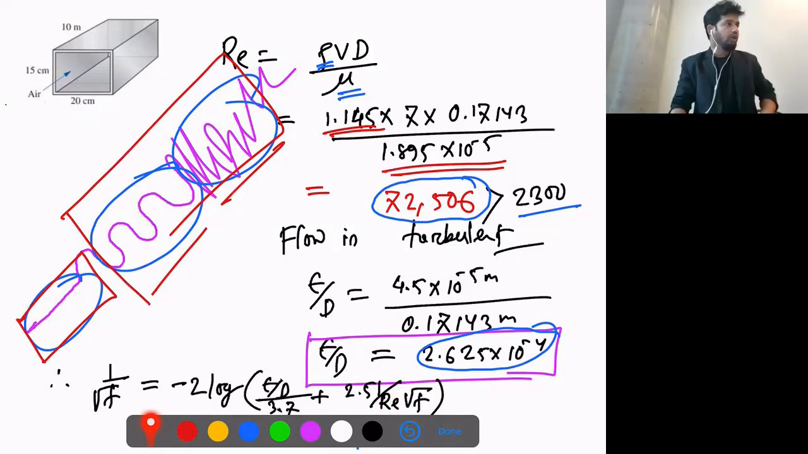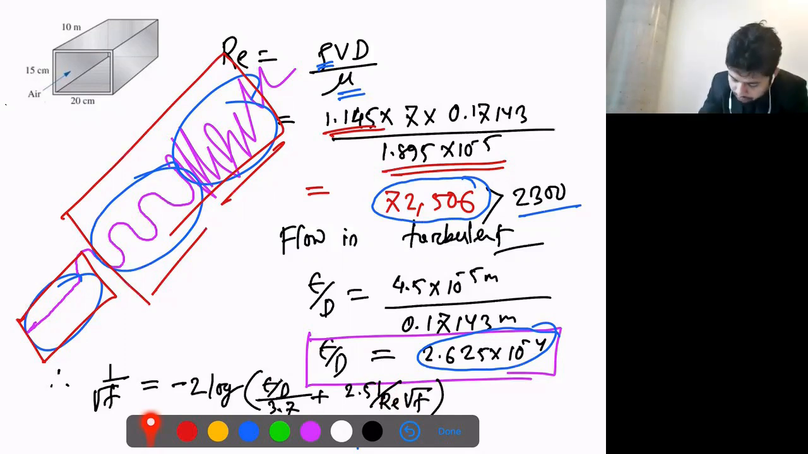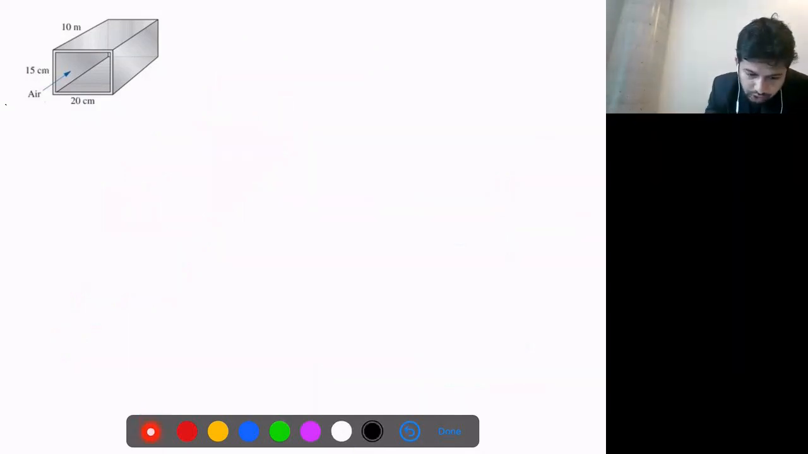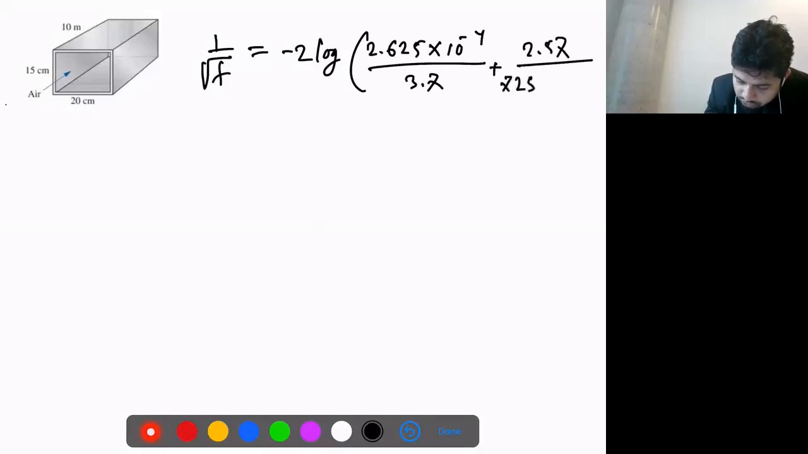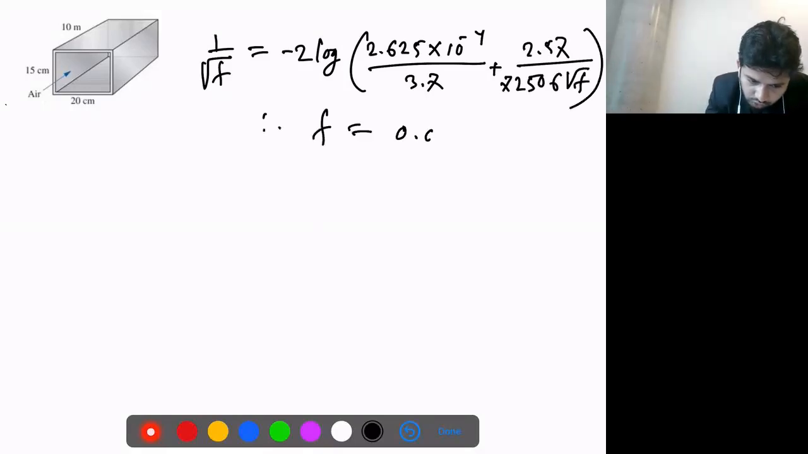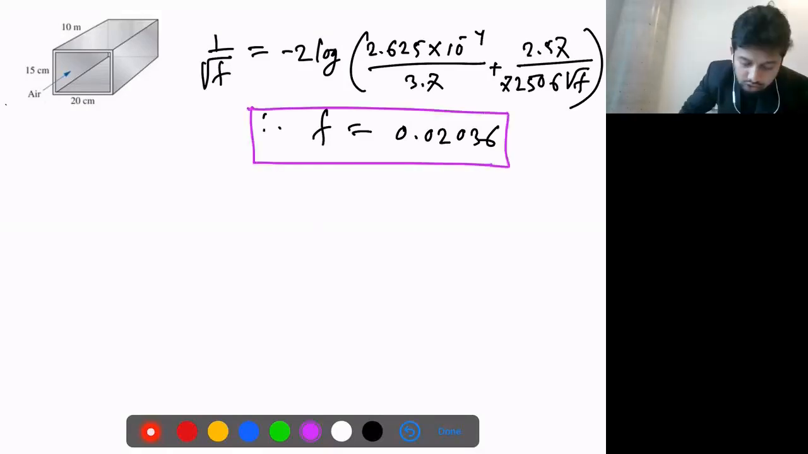So if I just write it down, it will be 1 over square root of f equals negative 2 log of 2.625 times 10 to the power minus 4 over 3.7 plus 2.51 over the Reynolds number, 72,506, times square root of f. So the f we will get is 0.02036. This is actually from the equation solver. If you want, you can try it later on.